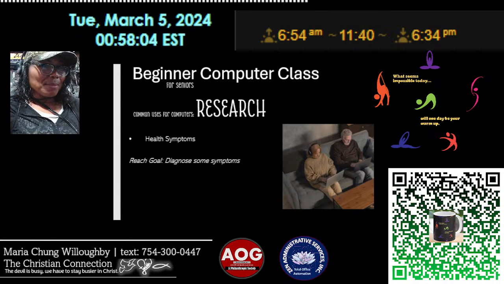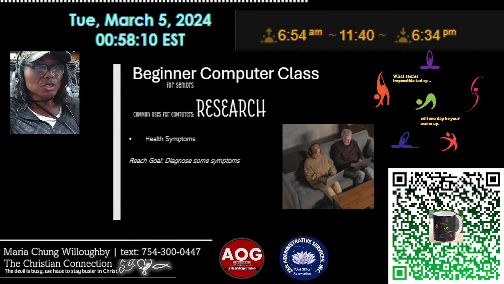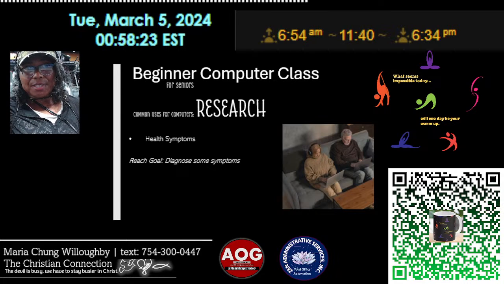Another common use for computers is research. Again, this is a beginner computer class for seniors, so there may be health issues and symptoms that you may want to research to see what it is that could possibly be wrong, so that you have a little bit of knowledge before you go in to see a doctor. So, one of the goals for the research portion would be for us to get together and maybe put in your symptoms through a symptom checker, and find out what it may be that may be causing you this ailment.